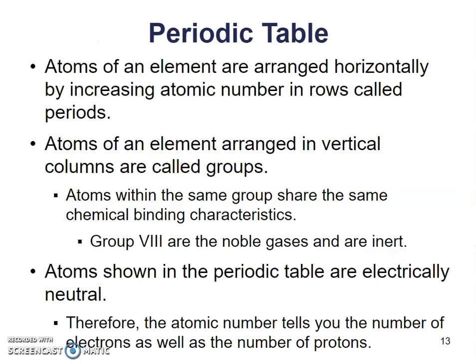The periodic table. Atoms of an element are arranged horizontally by increasing atomic number in rows called periods. Atoms of an element arranged in vertical columns are called groups. They're also called families. I will use those terms interchangeably. Atoms within the same group or family share the same chemical bonding characteristics.